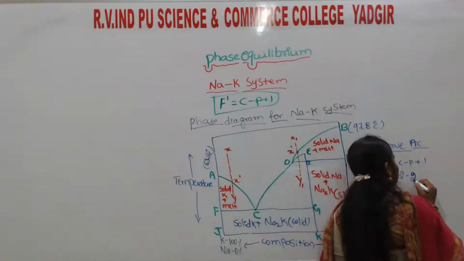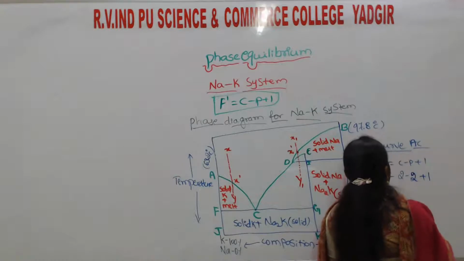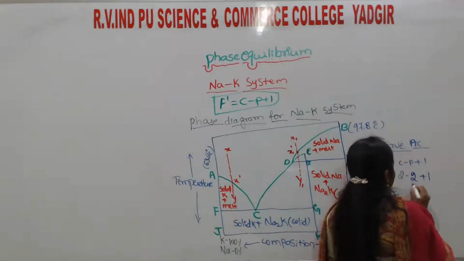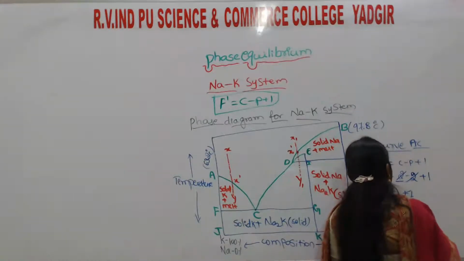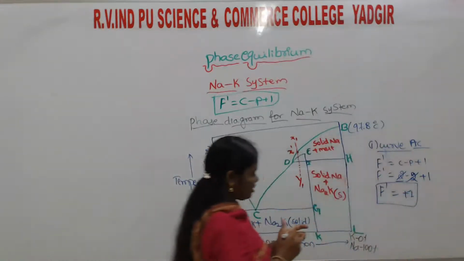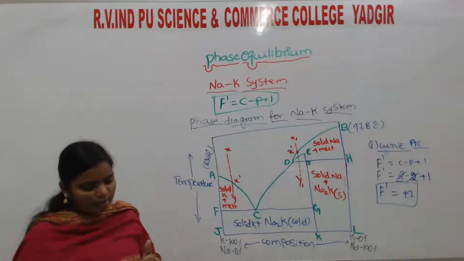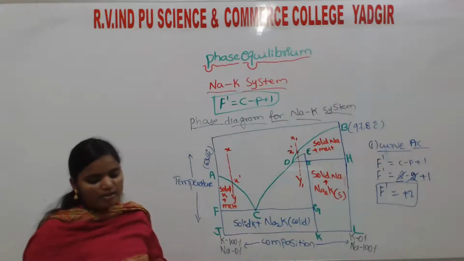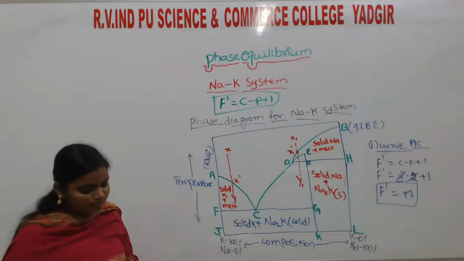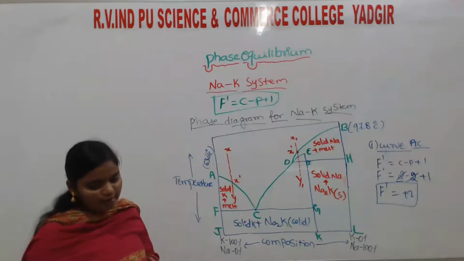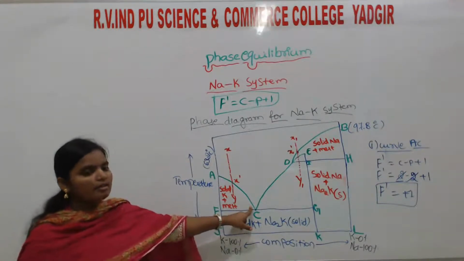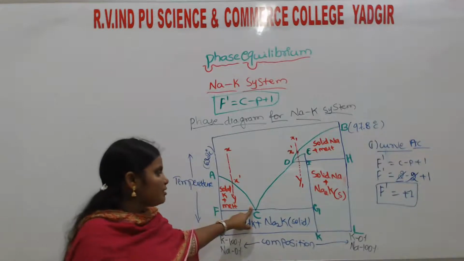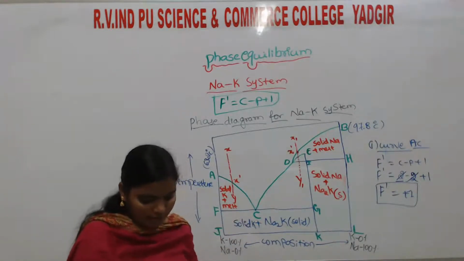And the number is 2 plus 1. Here the degree of freedom is 2 − 2 + 1 = 1. Along this curve, along this AC curve, the system is monovariant in nature. The system is univariant.